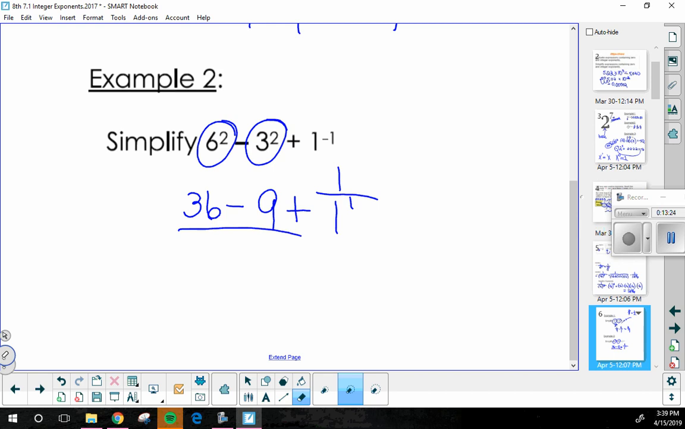So 36 minus 9 is what? 27 plus this 1 that we decide, yes, we really do need. And my answer to that is 28.